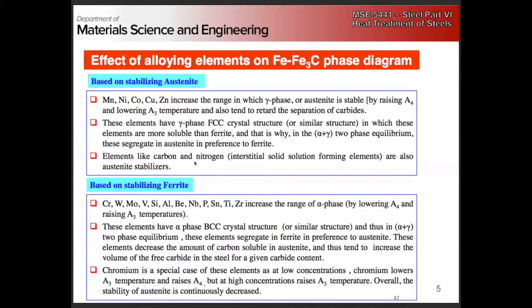Carbon and nitrogen, the interstitials, are also austenite stabilizers, as we said before, because the interstitial sites in austenite are bigger than they are in ferrite. Right?